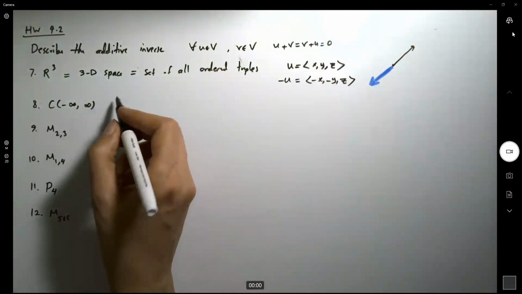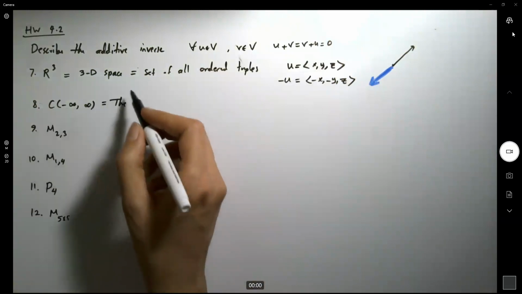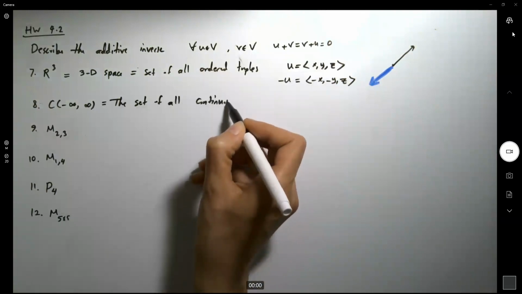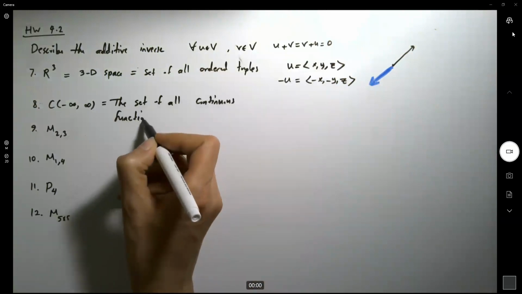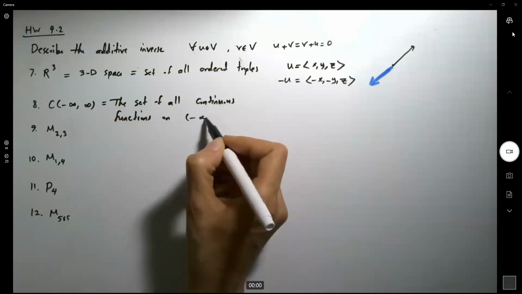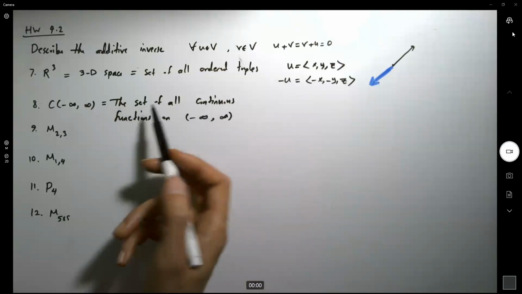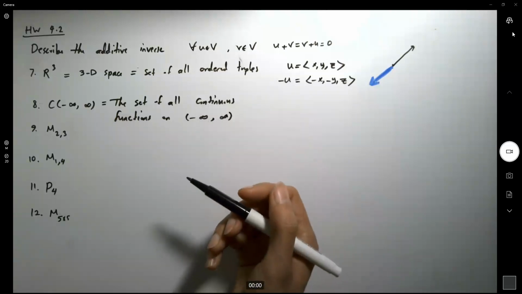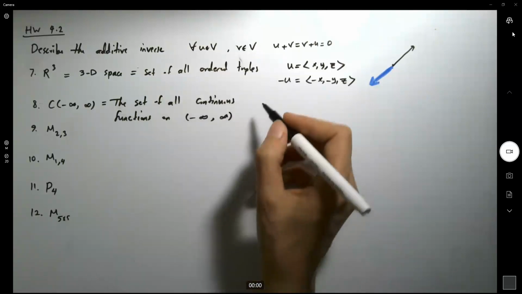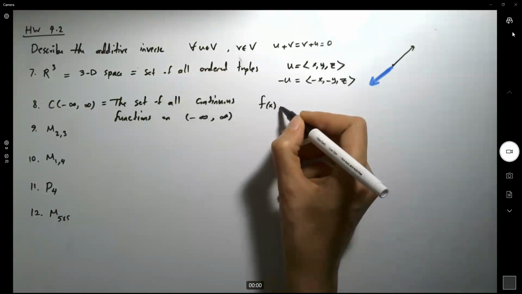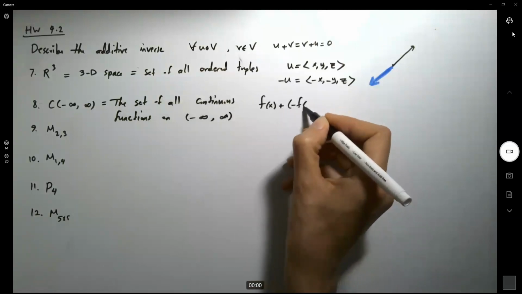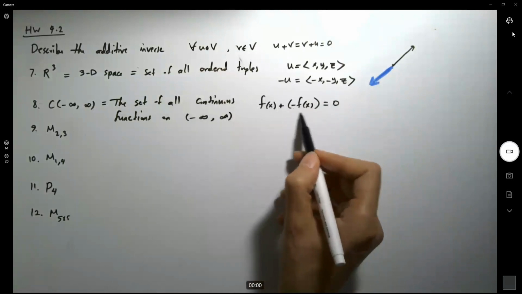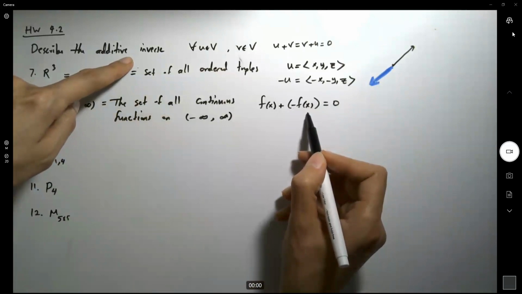C of negative infinity to infinity is the set of all continuous functions on the real line, or negative infinity to positive infinity. You have lines, you have, for example, polynomials, you have quadratic and more functions. The set of all continuous functions. So if I take any function f of x, the opposite of that function that gives me the 0 function is negative f of x. So if you have f of x, negative f of x is the additive inverse.